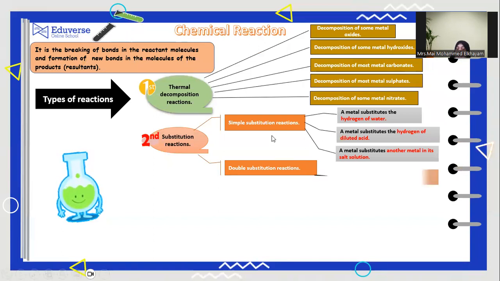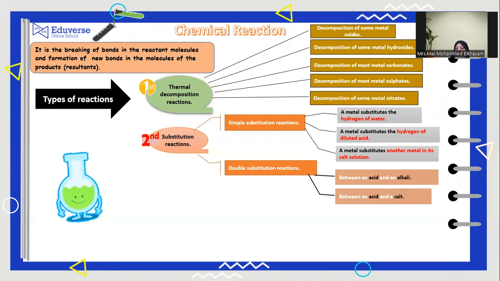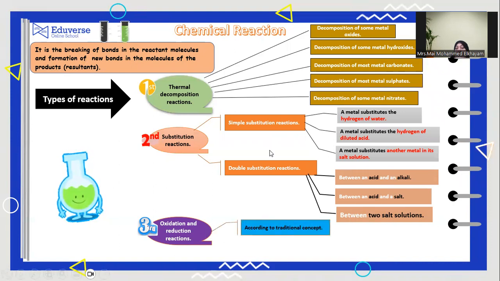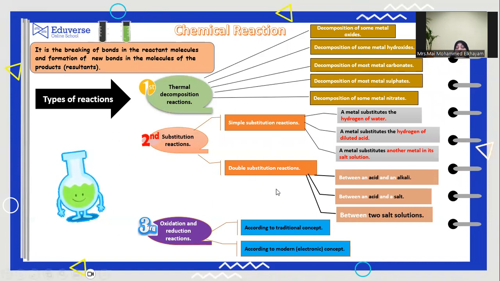While in double substitution reactions, we'll learn about the double substitution that takes place between an acid and an alkali, between an acid and a salt, and between 2 salt solutions. And finally, the oxidation and reduction reactions, which include the traditional concept and the modern or electronic concept. This is an overview of the whole types of reactions.